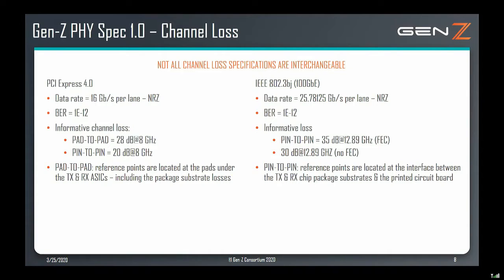So Gen-Z wanted to enable this topology flexibility, but we didn't want to reinvent the wheel, so we chose to leverage 2 of the most ubiquitous physical layers in the industry out there, so PCI Express and Ethernet. And the 1.0 specification was released in January of 2019, and it consisted of PCI Express Gen 4, which is 16 gigabit per second per lane, as well as IEEE 802.3bj, which is also known as 100 gigabit Ethernet, which is 25 gigabit per second per lane.